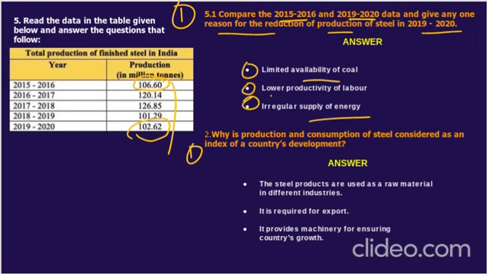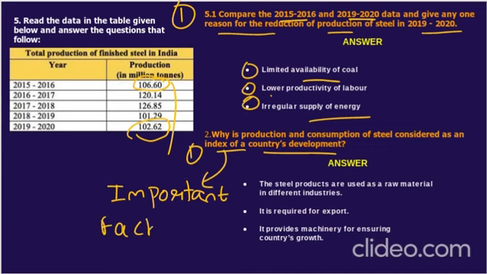Next question is, why is the production and consumption of steel considered as an index of a country's development? Index of a country's development means important factor. I'm just explaining in simple words. Index of the country's development, important factor. Why is it? Why is steel production a very important factor?